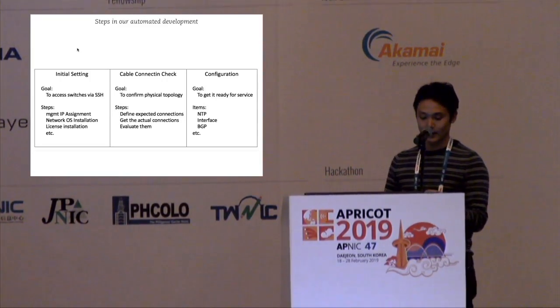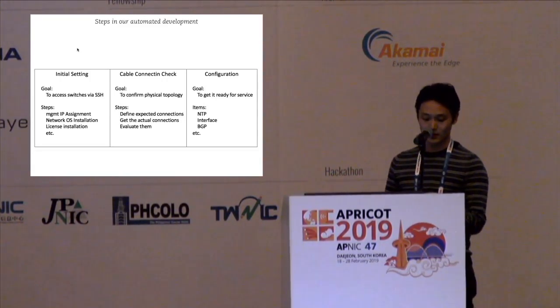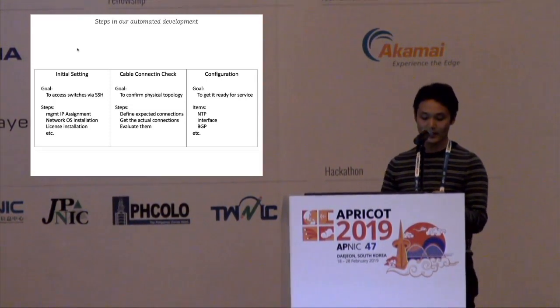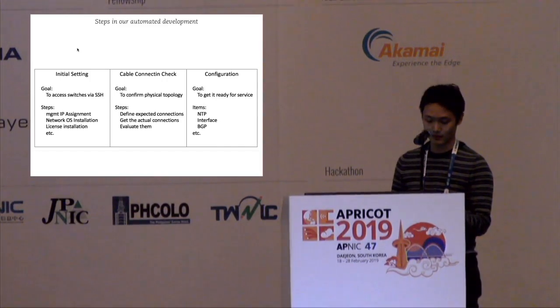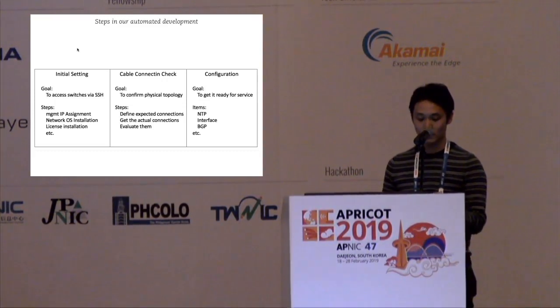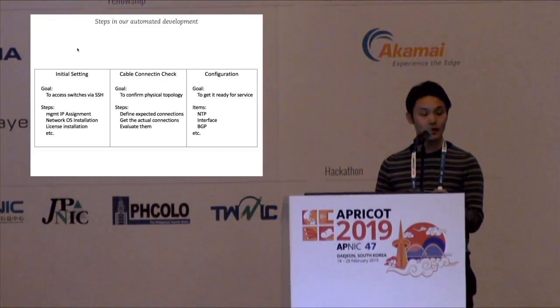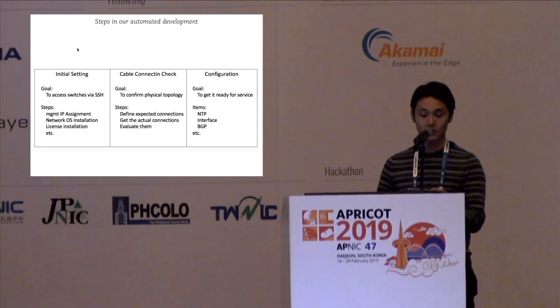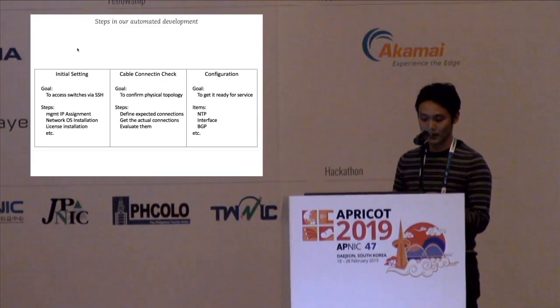In the initial setting, all nodes are provisioned to be accessible via SSH. In the cable connection check, it is confirmed that the actual topology is the same as expected. And at the third step of configuration, we provision protocols such as BGP and make sure that traffic traverses the network and the entire network is ready for service. So let me start from the first step of initial setting.